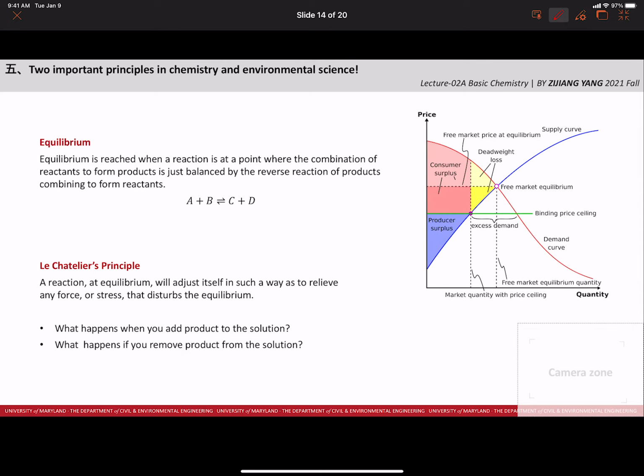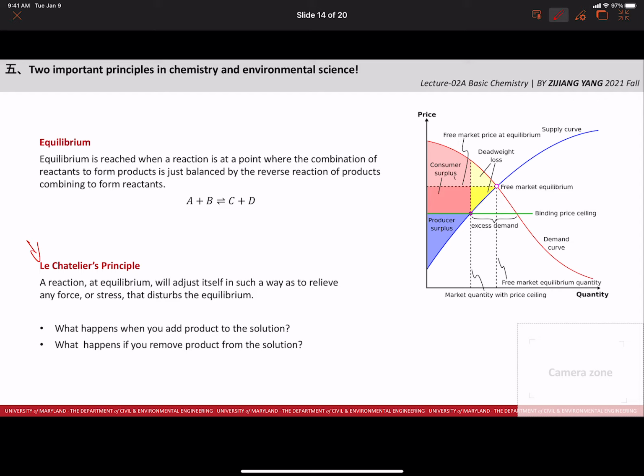And then the second principle is Le Chatelier's principle. I think this is a French name. Yeah, but before I talk about this, the Le Chatelier principle, let's talk about equilibrium first.